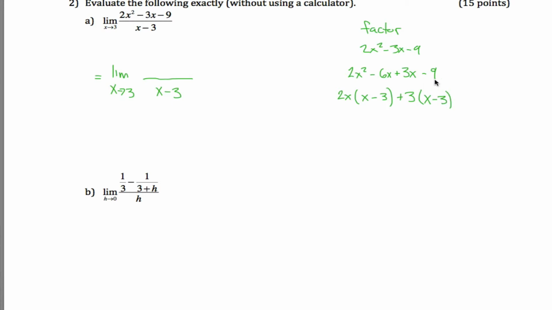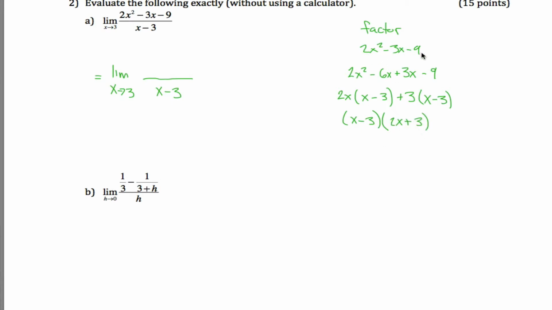Note that if I factor out +3 from these 2 terms here, I'm left with x minus 3. What I now have are 2 terms. Here's one of them, all this stuff. Here's the other one, all this stuff. Both of my terms have an x minus 3 in them. So I can factor out that x minus 3, and what's left behind is 2x plus 3.